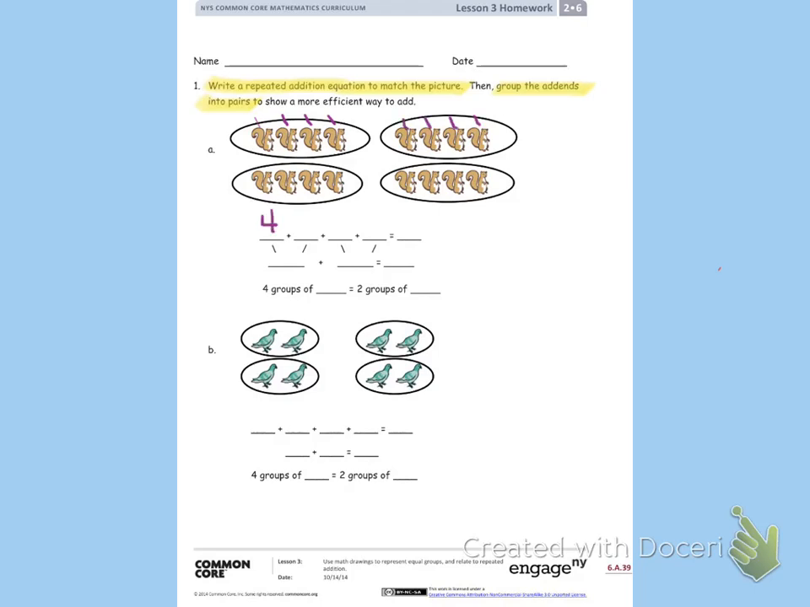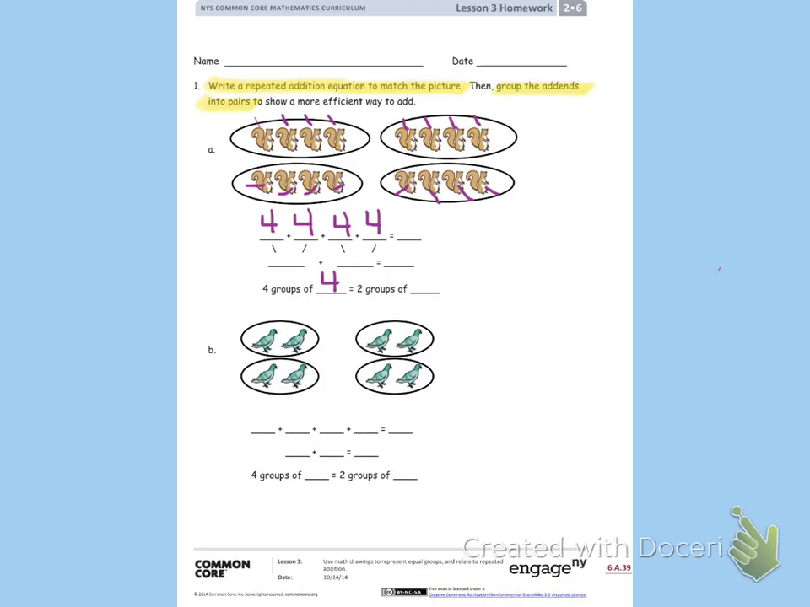1, 2, 3, 4 squirrels in the second group, so I'll write a 4 there. 1, 2, 3, 4 squirrels in the third group, so I'll write a 4 there. 1, 2, 3, 4 squirrels in the fourth group, so I'll write a 4 there. I like to put a little mark next to each of the pictures so I know that I didn't skip a picture. So what you see in item 1A is 4 groups of 4 squirrels.